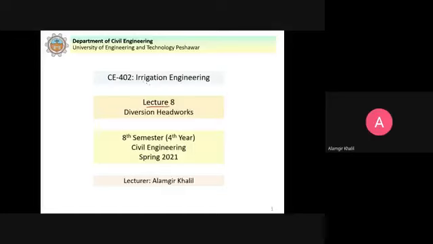Lecture 8 of the course Irrigation Engineering. In today's lecture, we will study about diversion headworks. What we mean by diversion headworks, what are the different components, and their functions.